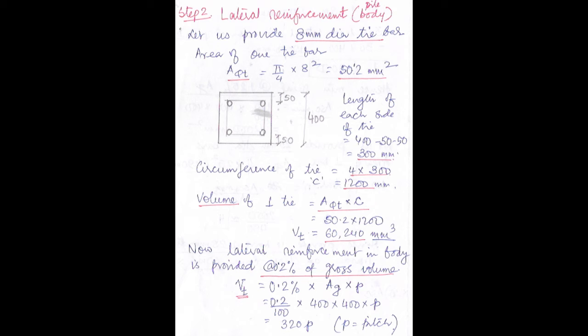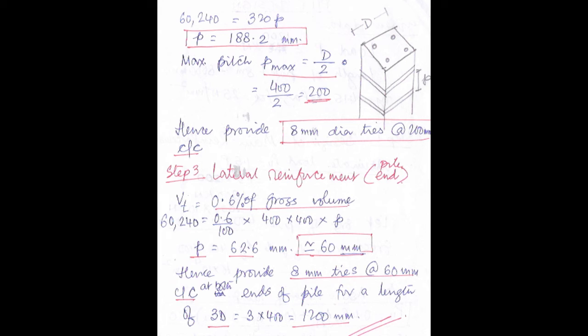Now, lateral reinforcement in the body is provided at the rate of 0.2% of the gross volume. So, that means Vt is equal to 0.2% into Ag into P. Gross volume is what? Gross area multiplied by the pitch. So, 0.2 by 100 multiplied by Ag is how much? 400 into 400. What is pitch? That we have to find out. So, it comes out to be Vt equal to 320 P. So, Vt was 60,240 equal to 320 P. So, P comes out to be 188.2 millimeter.